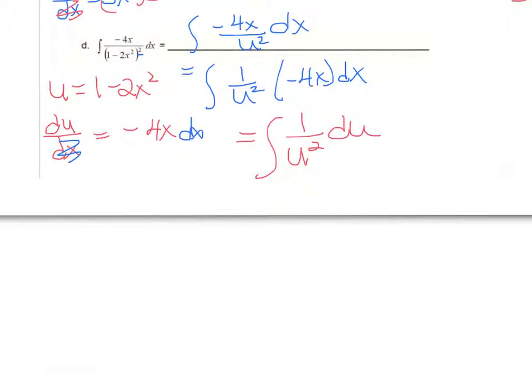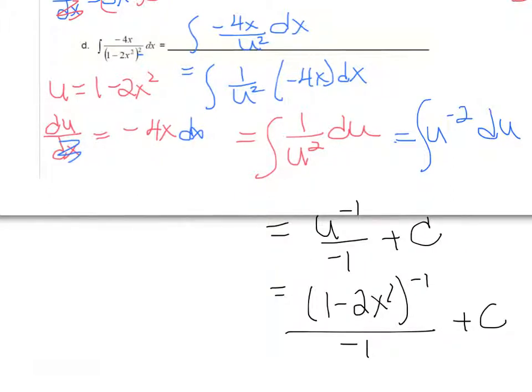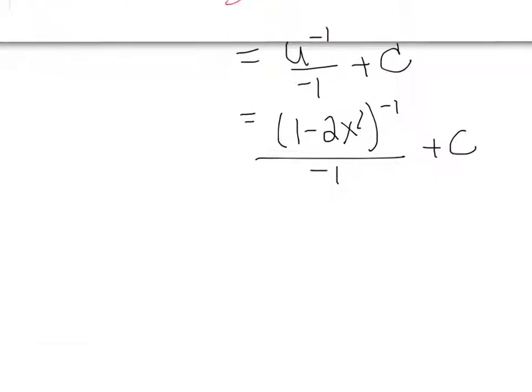And now to take the antiderivative, we have to rewrite this fraction so that it's not a fraction, and instead we're going to use a negative exponent. So now the antiderivative is u to the negative 1 over negative 1 plus c, and then let's substitute back in our function, but we don't want to leave a negative exponent in our answer.